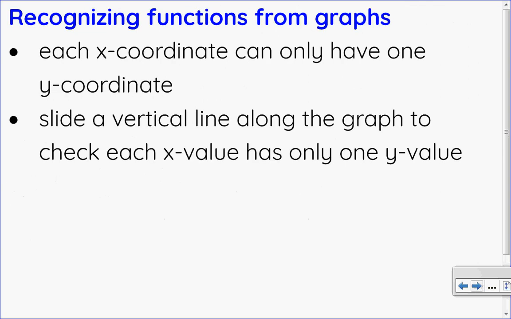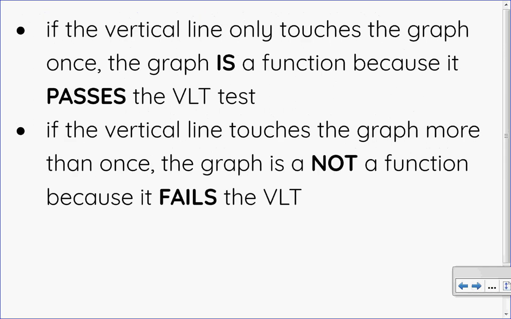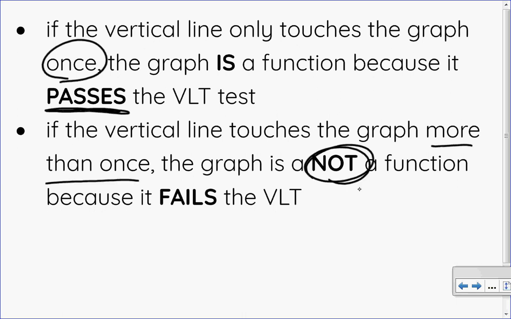How do we recognize if it's a function from a graph? Well, remember, each X coordinate can only have one Y coordinate. So what we're going to do is slide a vertical line along the graph to check each X value has only one Y value. How it works is this. If a vertical line touches the graph only once, I can say it is a function because it passes the vertical line test. However, if the vertical line touches the graph more than once, then I say it is not a function and it therefore fails the vertical line test.